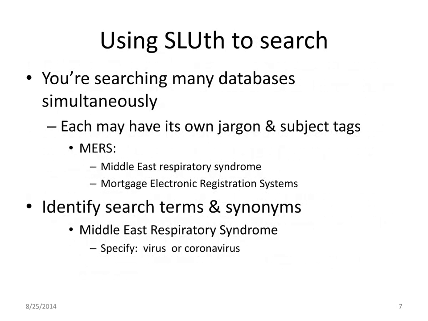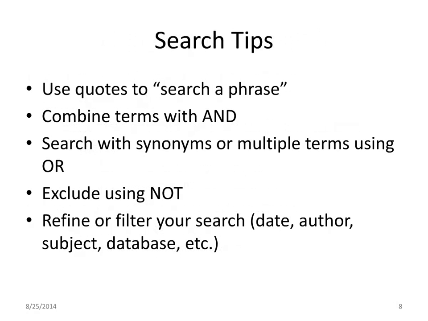Because you're searching multiple databases across a variety of disciplines, think from art to zoology, you should identify synonyms and discipline-specific terms of art. For example, if I search MERS, M-E-R-S, in SLUth, I'll get results about viruses and mortgages. SLUth has standard searching features. For example, use quotes to search for a phrase. Use AND to combine terms. Use OR with synonyms. Exclude terms with NOT. And there are many ways to filter your results.